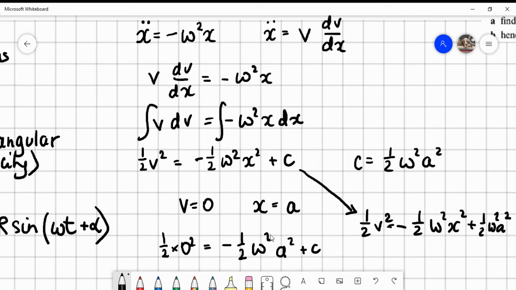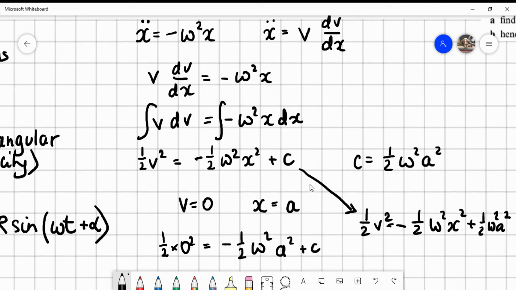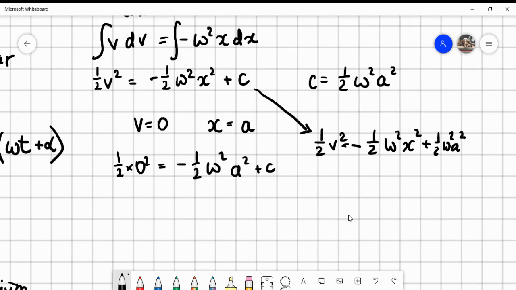Okay, so we can multiply everything by two, and we'll get v squared is equal to, we can take this omega squared out, and then you will have minus x squared plus A squared, so A squared minus x squared. So you've proven the required result.